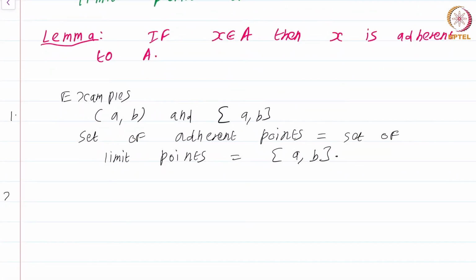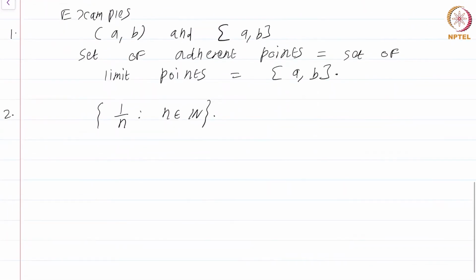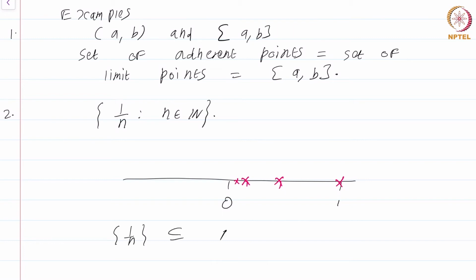Now let's take a drastic example. Let's take the set 1/n such that n is in the natural numbers. Now let's plot this set. If this is 0 and this is 1, you have this point, you have this point, you have 1/3 which is somewhere here, and so on. You have points getting closer and closer to 0. Now observe that every point of the set is automatically an adherent point, which automatically makes 1/n a subset of the set of adherent points.